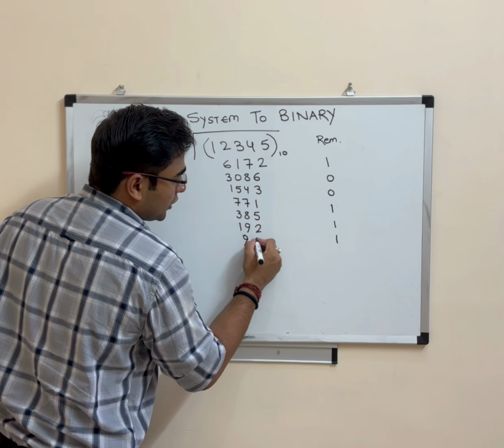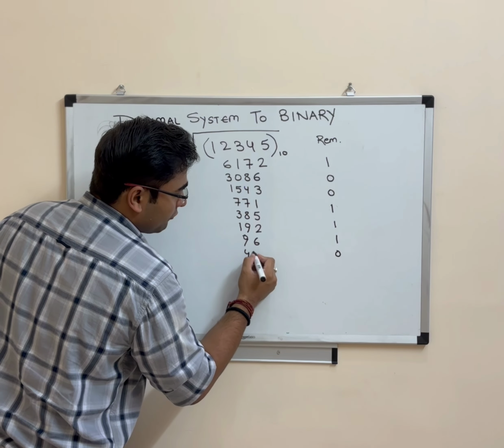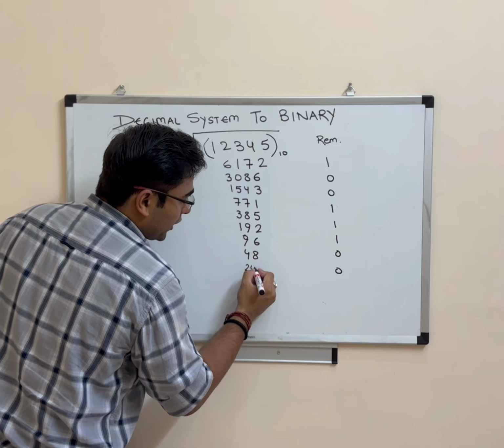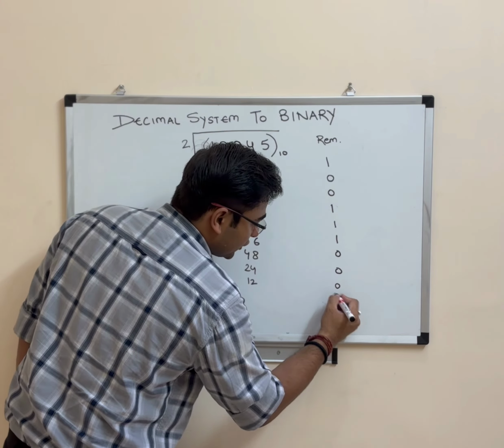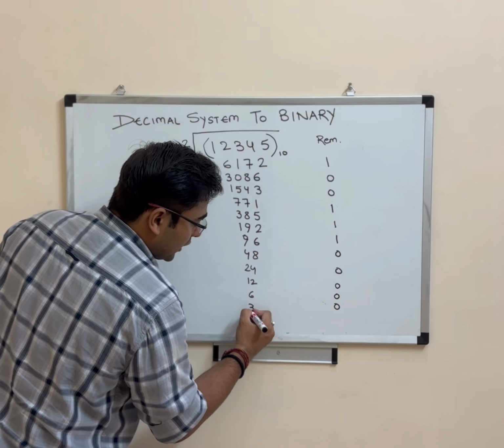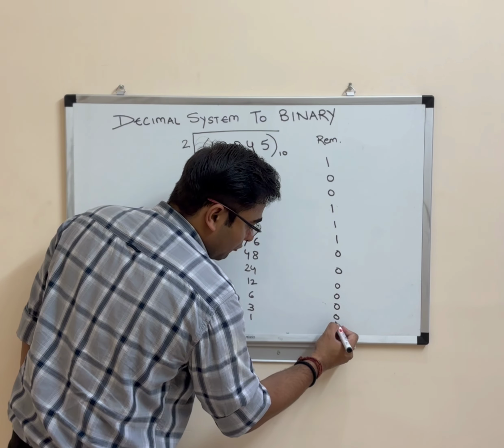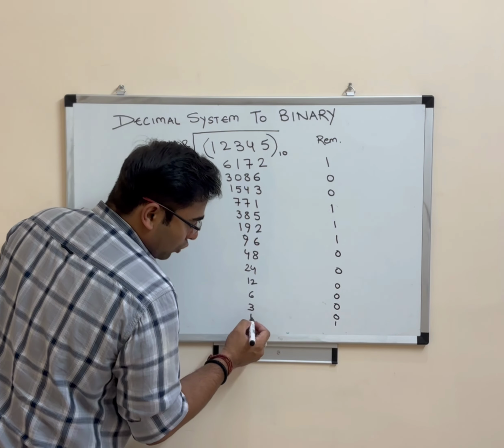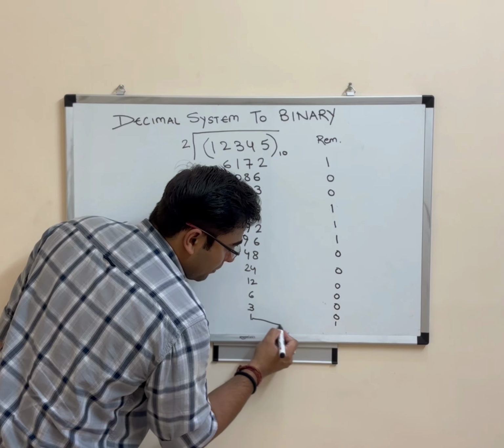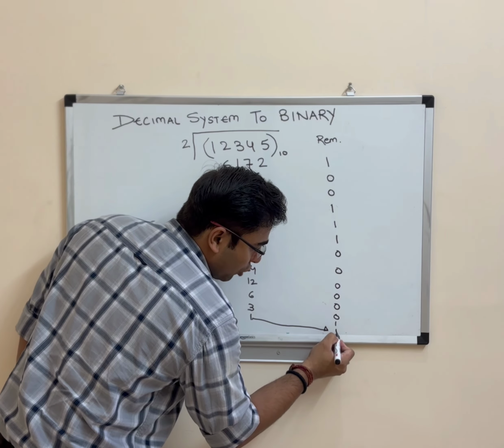Then 2 9s are 18, and 2 6s are 12, so it would be 0. And then I'll get 24, then again I'll get 0, then 12, then again 0, then 6, 0, 3, 0, 2, 1, and so again it would come up as 1 here, right? So this last one would come up here at the very bottom.